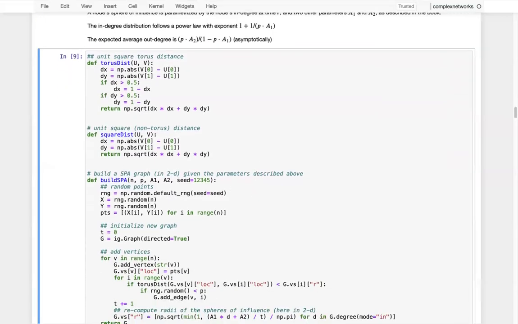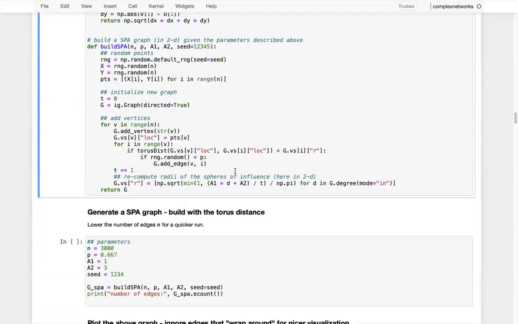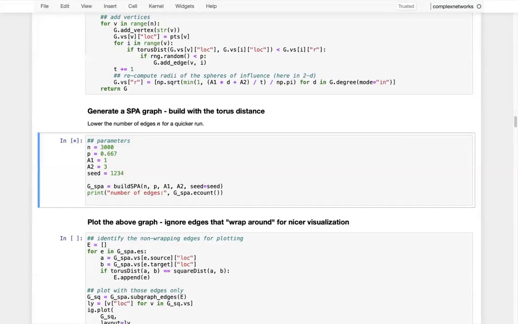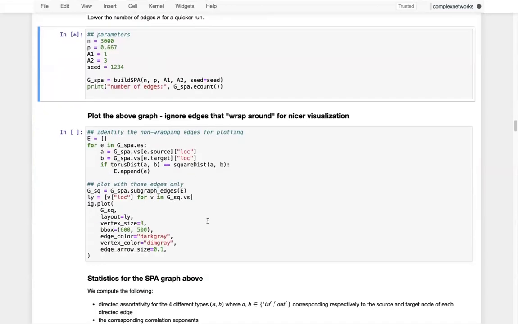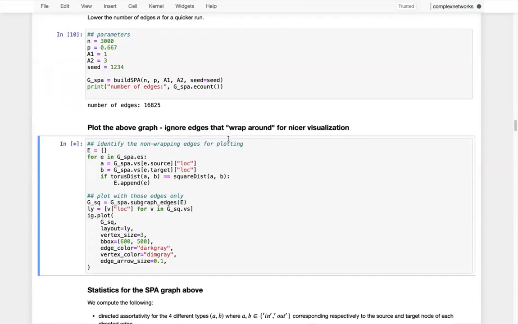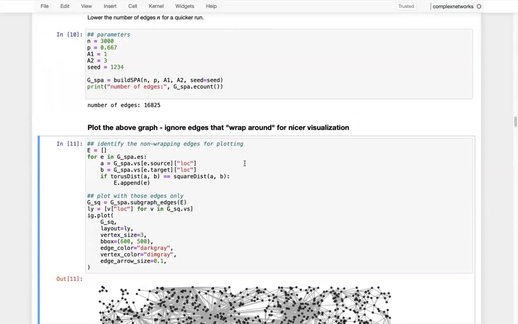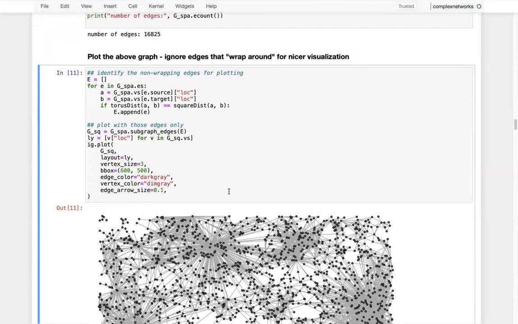Okay, so this is simple code to generate this spatial preferential attachment given the parameters, and we're generating a graph here with 3,000 nodes. That takes a few seconds, so let me run this also so we can have everything together. So in the second cell, we're just going to plot the graph. Remember, we're considering the torus distance here, so edges would wrap around and create a graph that is not very nice visually. So I'm just ignoring those edges for the sake of plotting.